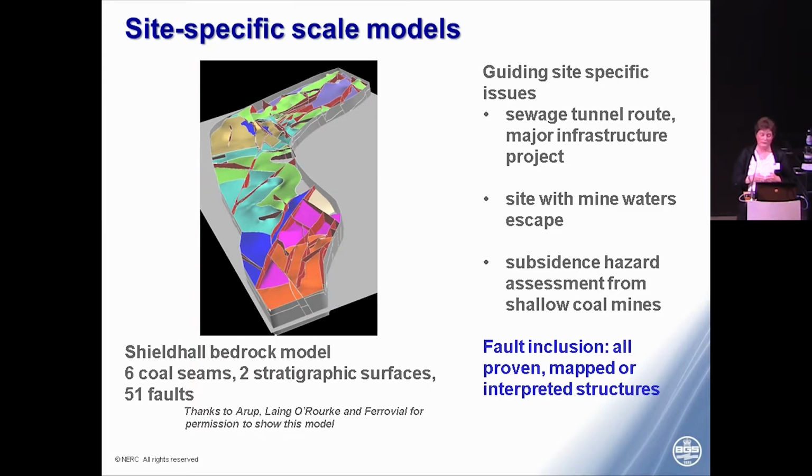You can see there's lots of different faults in it, and the different colours represent different coal seams, a lot of which have been mined. And that's within the top 30 metres. So putting a major tunnel through this area is quite a challenge. And obviously at this scale we are including all faults in a model of this scale that we know about, that are proven from data. And we've also done similar models on mine waters escape on a local site, and on subsidence hazard from coal mines.